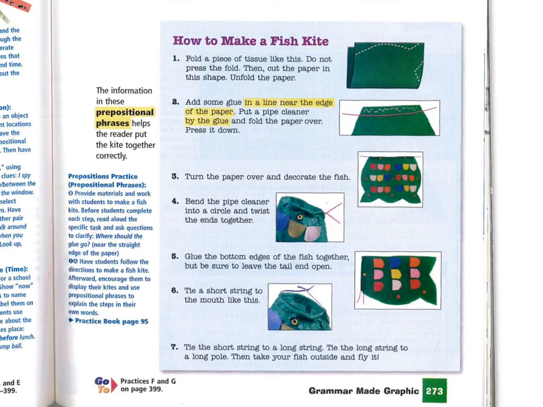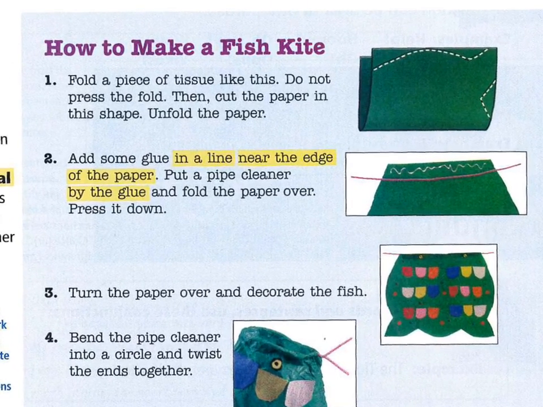Now let's look at these directions. The information in these prepositional phrases helps the reader put the kite together correctly. So in giving directions, okay, fold a piece of paper like this, a piece of tissue. Do not press the fold, then cut the paper in this shape. Unfold the paper. Add some glue in a straight line near the edge of the paper. Put a pipe cleaner by the glue and fold the paper over. Press it down. Without these prepositions, it would be impossible to do it the correct way.